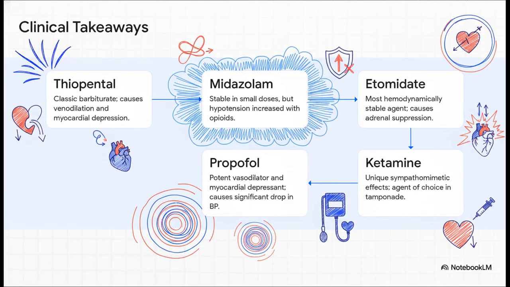So let's just quickly hit the main clinical takeaways for each. Thiopental causes significant venodilation, which makes it a really poor choice in a hypovolemic patient. Etomidate, as we said, is our most stable agent, but you must always remember the transient adrenal suppression. Ketamine's sympathomimetic properties make it the agent of choice for cardiac tamponade, but you have to be aware of its underlying direct depressant effect, which can be unmasked in catecholamine-depleted patients. And finally, propofol, our daily workhorse, is a potent arterial and venous vasodilator and a myocardial depressant, which explains that significant drop in blood pressure we so often see on induction.